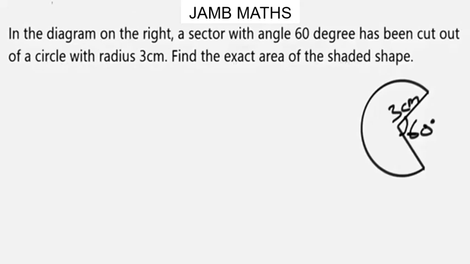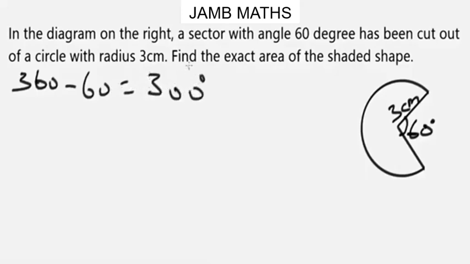Now for this question, firstly, we need to find the angle of the shaded sector. This is the major sector. To simply get the angle, we subtract 60 degrees from 360 degrees. So when you do, you're going to have 300 degrees. Now we can go ahead and find the area of the shaded shape.